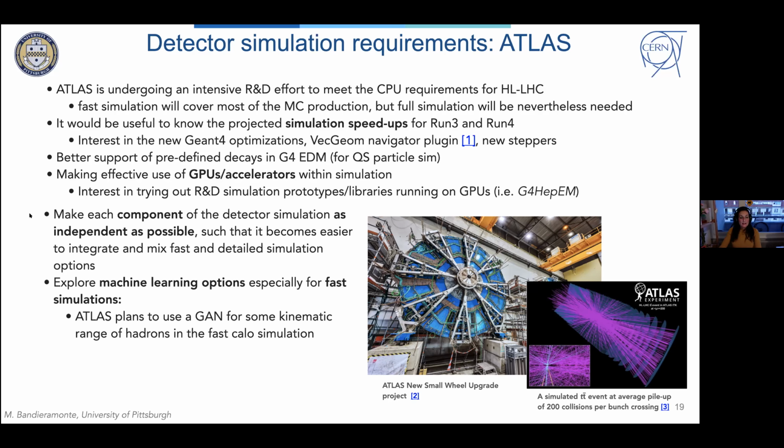And another request is to make each component of the detector simulation as independent as possible so that it will be easier to mix fast and full simulation approaches. And also another requirement is about exploring machine learning options for fast simulation, for example, for hadron simulation, like this R&D, which is ongoing in ATLAS.